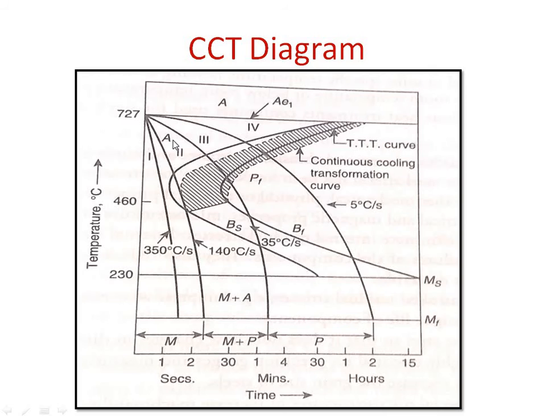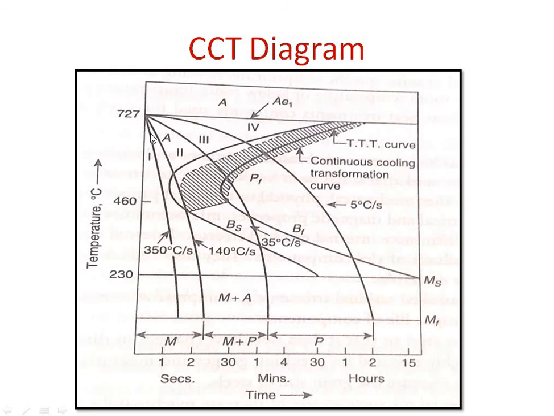To complete the continuous cooling transformation diagram, we need to superimpose 4 different cooling rates on the isothermal transformation diagram. The first cooling rate is a very fast cooling rate, that is 350 degrees Celsius per second. It results in formation of martensite. All the austenite will be transformed to martensite. It avoids the nose of the CCT diagram.